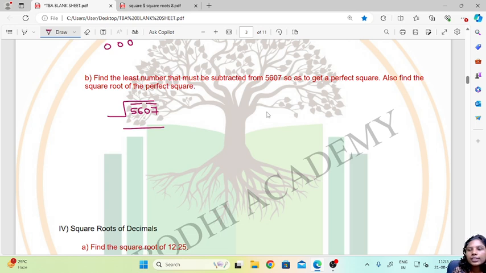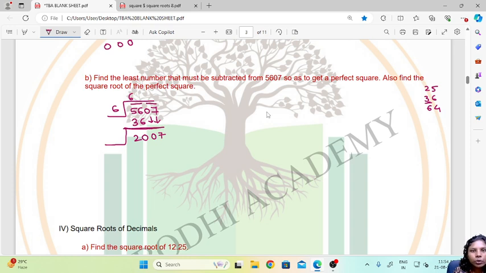Okay, so now 56, less than 56, which number do we know? So we have 16, 25, then we have 36, then we have 64, so we have 36 only. So we'll take 36 here. So that is 6 6, correct. Now this will be 0 and this is 2 here. Now these two numbers we have to get them down. So 0 and 7. Now we have to find the square of this number.